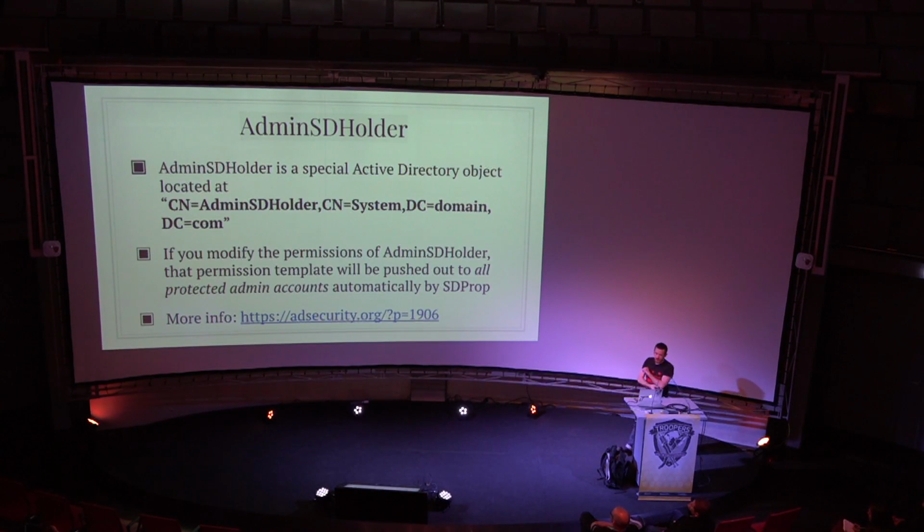So AdminSDHolder is a special Active Directory object located at CN=AdminSDHolder,CN=System, followed by whatever the rest of the domain path is. AdminSDHolder is essentially like an access template, and it's used to prevent the accidental modification of privileged accounts.